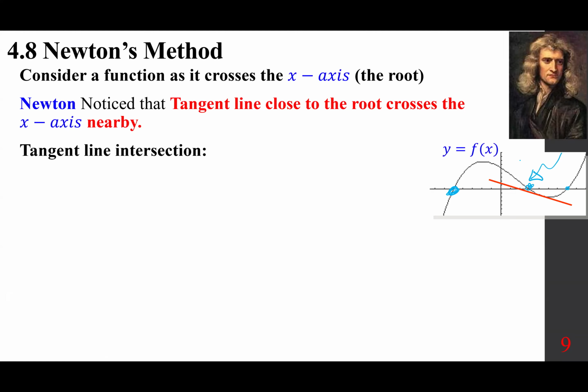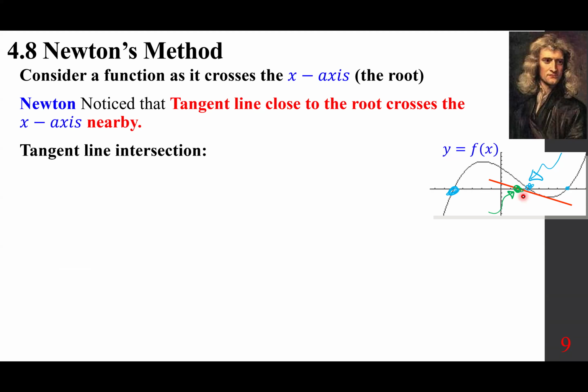what Newton noticed is that if you draw a tangent line, the tangent line also has a root, this one. Now, the blue one is the x-intercept for the function. The red one is the x-intercept for the tangent line. Are they the same? Absolutely not. But he noticed they are close.